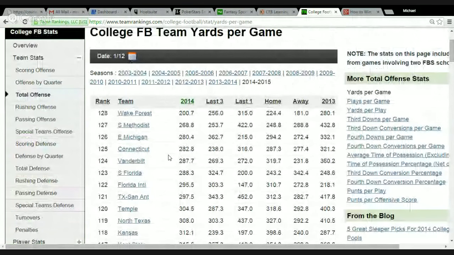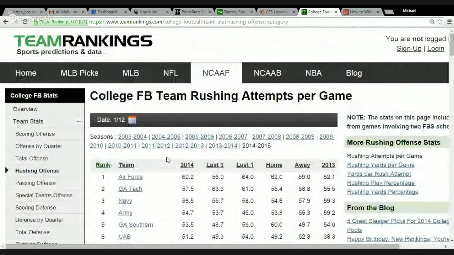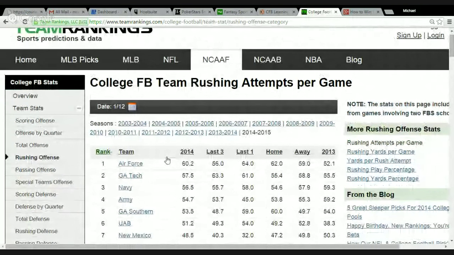So we can swing back over here. We can go to rushing offense, and we can see who the best rushing teams were in the country last year. Of course, this is by attempts per game. So not by yardage, this is by attempts per game. Now, if we want to go over here, we can do rushing yards per game, yards per attempt. Talked about rushing play percentage. That's a stat that I look at quite a bit, rushing yards percentage.